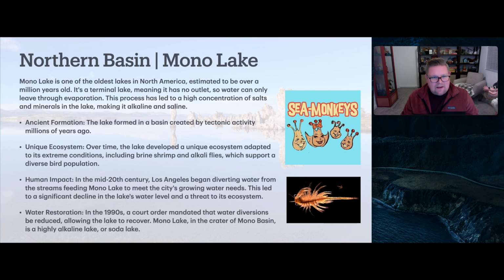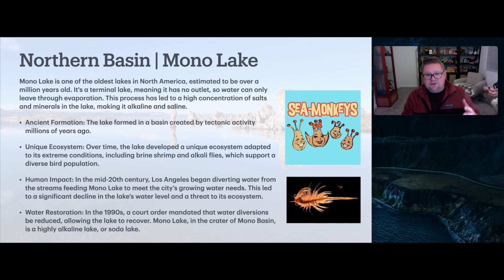All right, so let's talk about Mono Lake. Mono Lake is one of the oldest lakes in North America, estimated to be over 1 million years old, and it is a terminal lake, meaning that it has no outlet. Water goes into the lake now, and it doesn't go anywhere. Much earlier on, it did allow for some spillover during the late Pleistocene, but generally it is a terminal lake. It's endorheic. Anyway, since it has no outlet, water can only leave through evaporation.